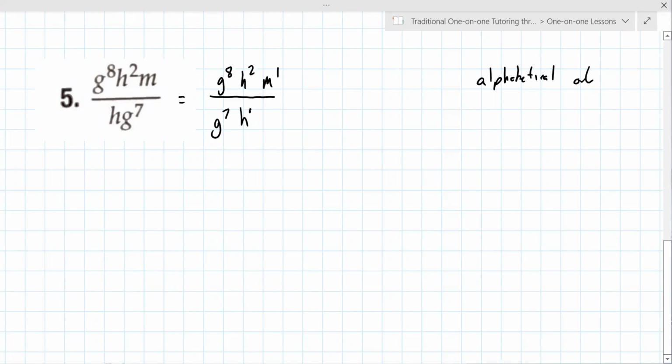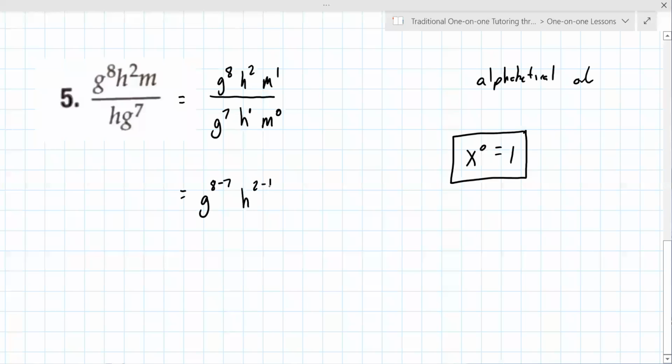All right, so notice there's no M, or at least there's the appearance of no M. This leads to potentially another property here. Have you seen this one where anything to the 0 power is 1? Now you generally don't want to write this, but it does work, because this becomes 8 minus 7, 2 minus 1, 1 minus 0. But maybe you already knew that it was m to the power of 1.